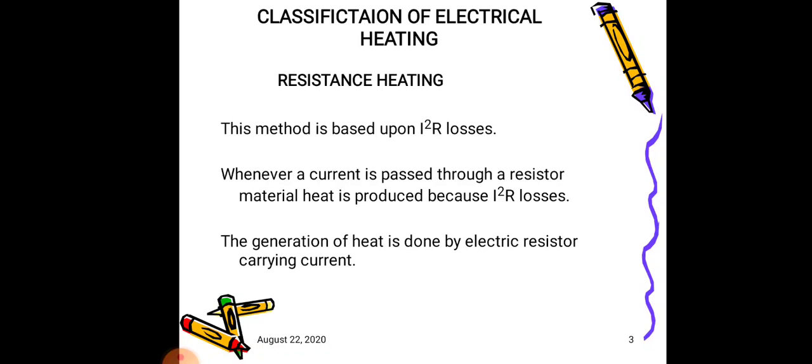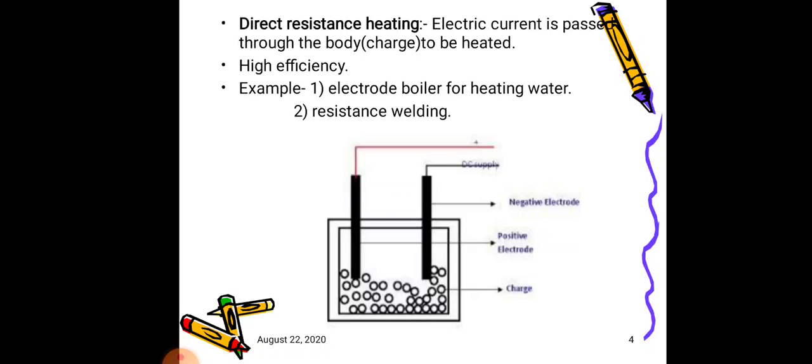There are two types of resistance heating. One is direct resistance heating and second is indirect resistance heating. So first of all we will discuss about the direct resistance heating. In direct resistance heating, electric current is passed through the body or charge to be heated. जिस बॉडी को या चार्ज को हमको हीट करना है, करंट उसी बॉडी के अंदर से फ्लो करेगा.